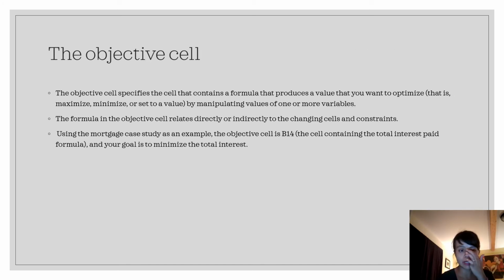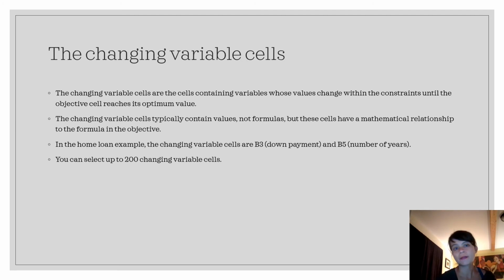Okay, so what's the objective cell? The objective cell specifies a cell that contains the formula that produces a value that you want to optimize by manipulating the values of one or more variables. So the formula in the objective cell relates directly or indirectly to the changing cells and constraints. So using the mortgage case study, the objective cell is the one containing the total interest paid formula. And then your goal might be to maximize the total interest.